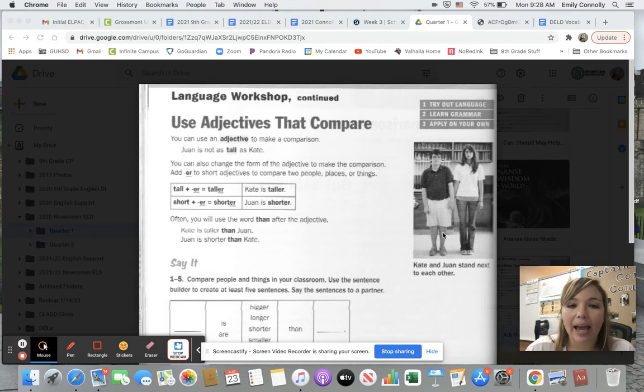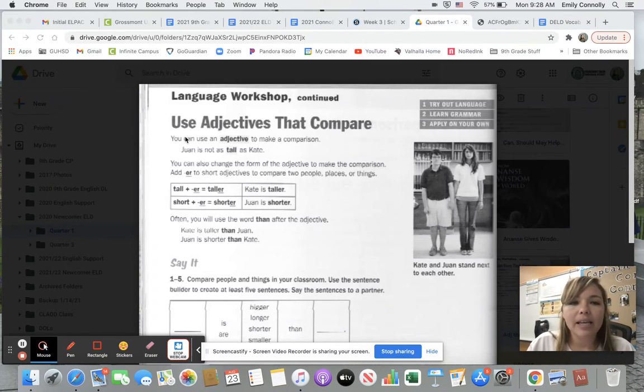Now, we know that an adjective is a word that describes a noun. So remember, a noun is a person, a place, or a thing. So, for example, Senora Connolly is a noun. Mrs. Connolly is a noun. I'm a person. Okay, so an adjective is something that describes our noun. So Miss Connolly is short. That's an adjective. Short is an adjective. It's talking about how tall Miss Connolly is.